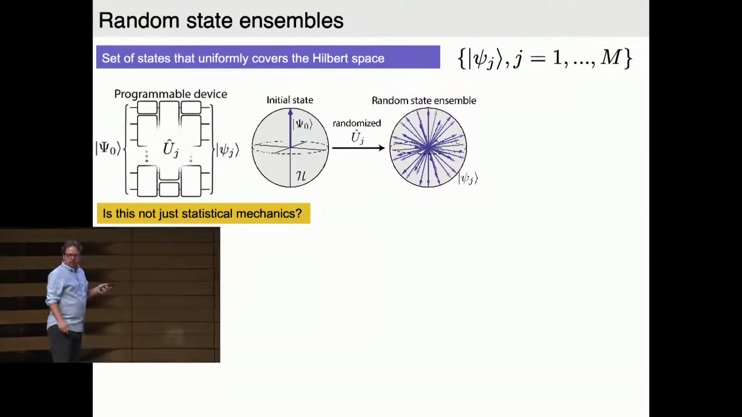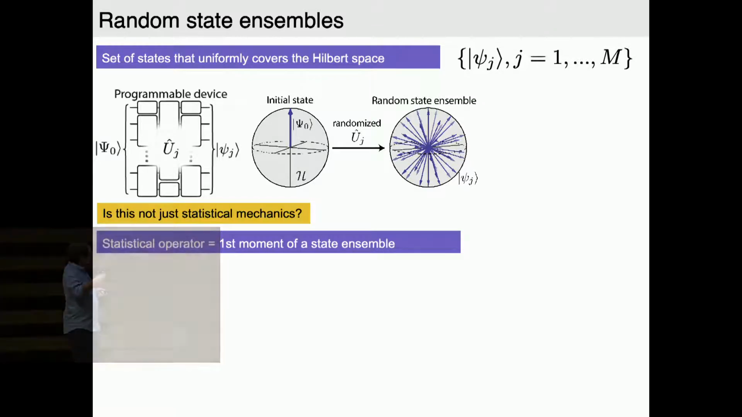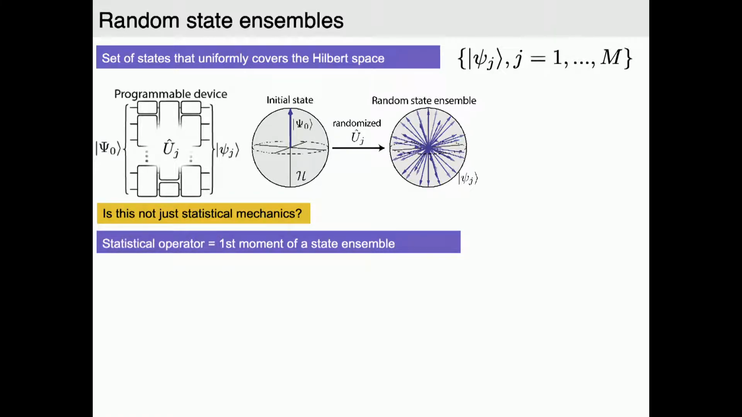So you could think, if this is not just statistical mechanics, why don't I look at just density operators? And there's actually quite an important distinction. So what you normally think of as a statistical operator, we think of as the first moment of a state ensemble. What I mean by that is that you just sum over these projectors of these states, basically. Okay? Like this is basically an average over all these states.